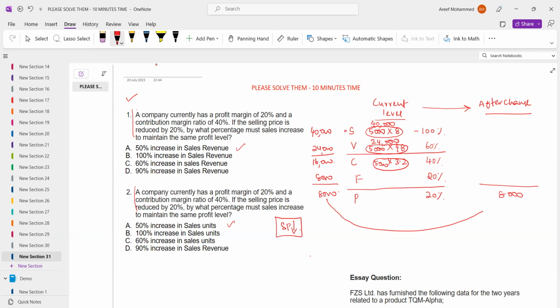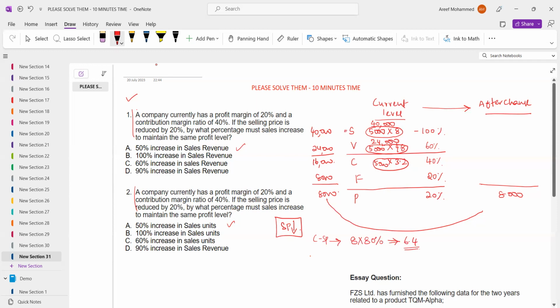Percentage might not be the correct one. It changes. Why? Because the selling price is already decreased. Now, if selling price is decreased, what was the previous current selling price? 8. So now, if the selling price is decreased by 20%, what is the new selling price? 6.4.